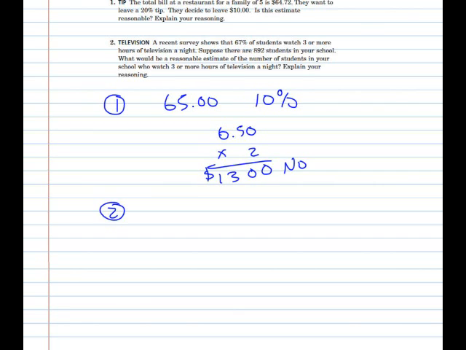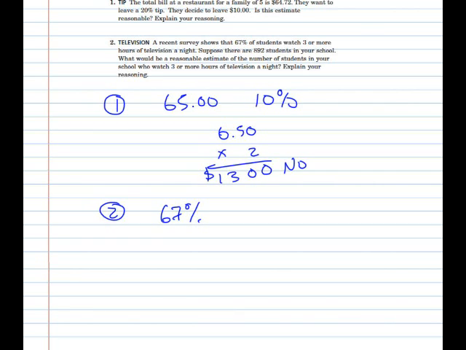Example number 2. A recent survey showed that 67% of students watch 3 or more hours of television a night. Suppose there are 892 students in your school. What would be a reasonable estimate of the number of students in your school who watch 3 or more hours of television? Explain your answers.